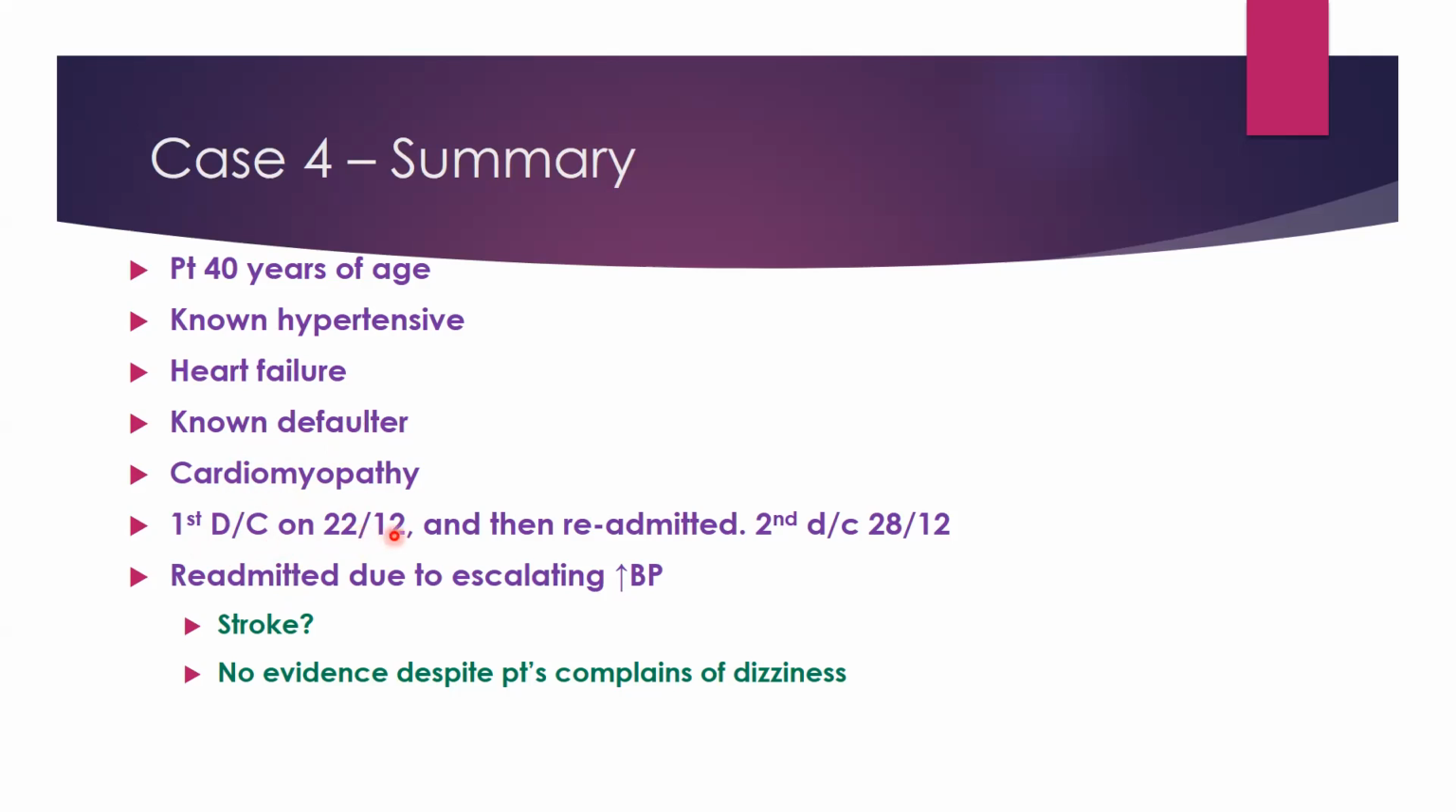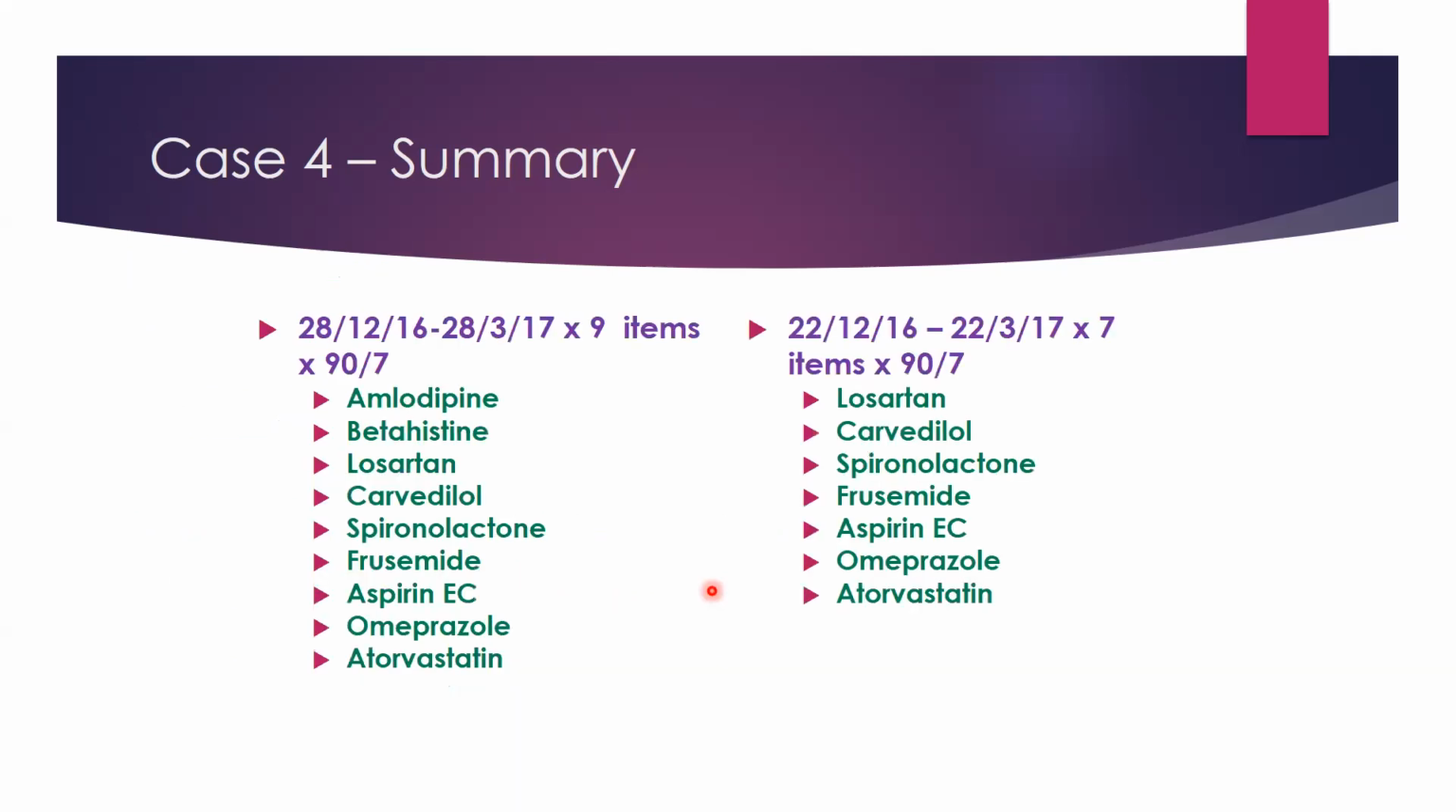First discharged on the 22nd December, and then readmitted again, multiple readmissions with escalating blood pressure, meaning that the patient is not taking the antihypertensive well, because antihypertensives are very effective. Once you take it, the blood pressure will go down. So this is their medication list, and there are repeated, overlapping prescriptions.